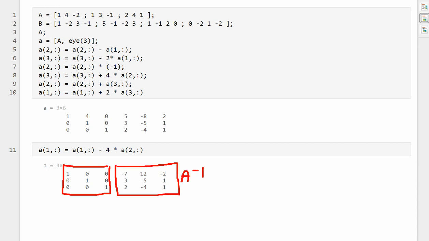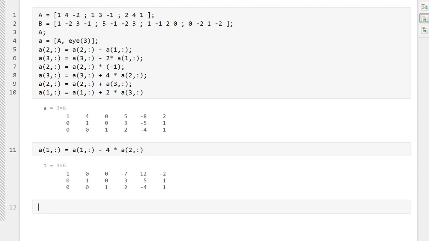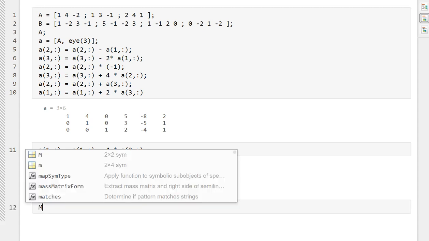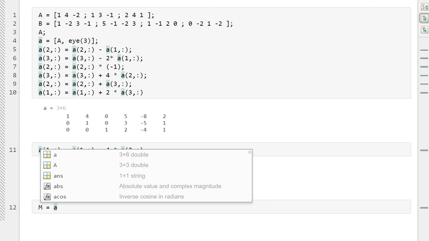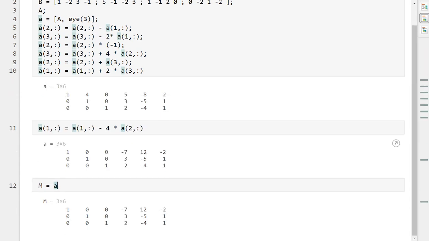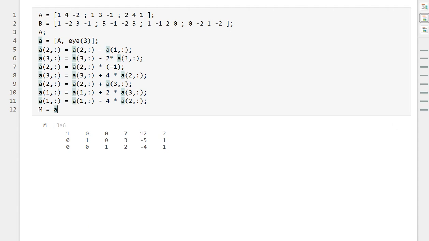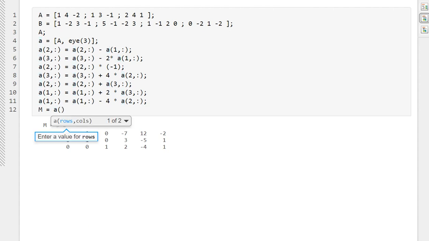And how would we check that? Well, we can multiply. Let's extract it first. So let's say that matrix M equals a. Why did I do that? Because I want to pull this thing off. Matrix M is going to be all the rows, but the only columns I want are columns 4, 5, and 6.